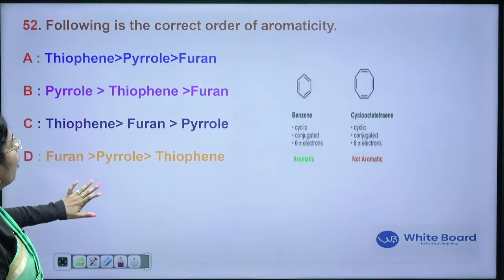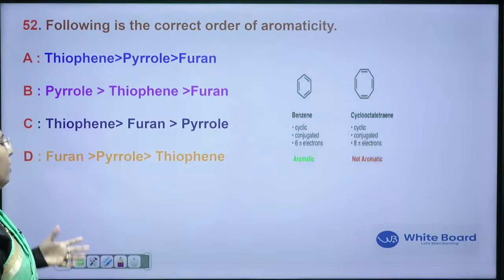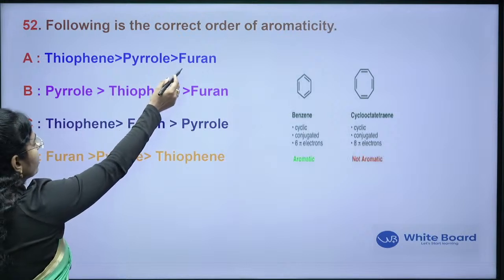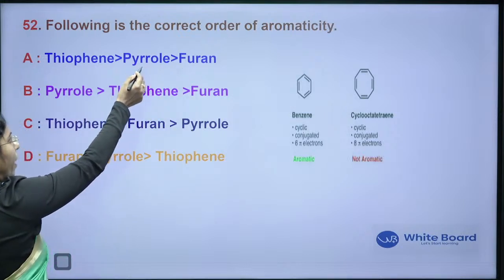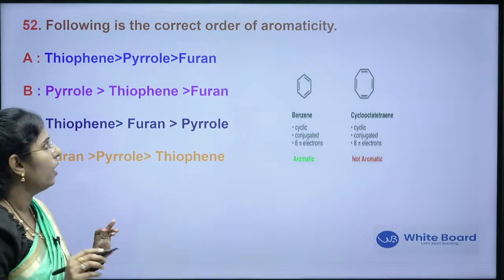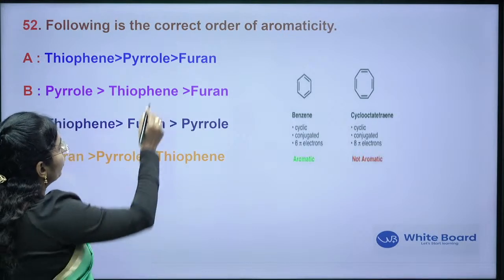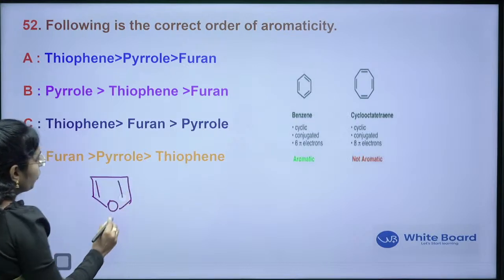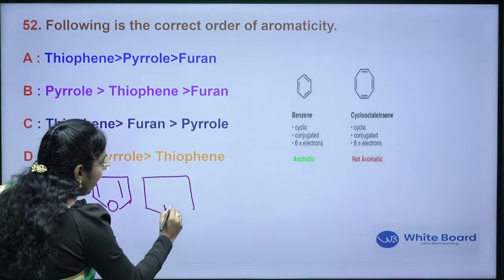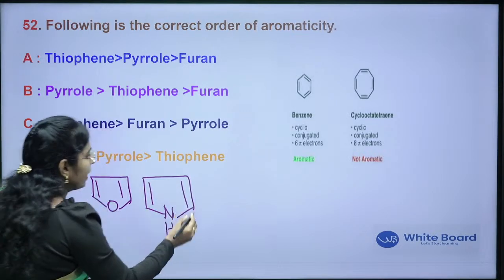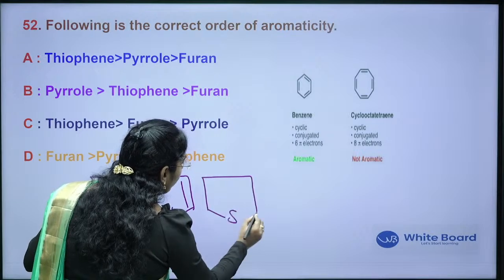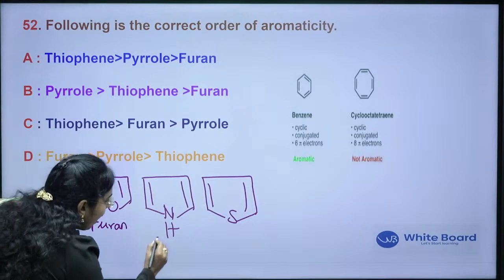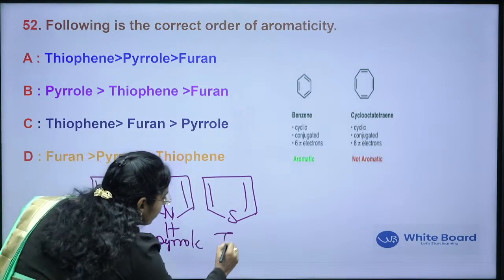Next one, following is the correct order of aromaticity. Here they have given three molecules, that is furan, pyrrole and thiophene. What is the structure of furan here? Furan's structure is this one, this is furan, next this is pyrrole. These are heterocyclic compounds and the next one is thiophene. This is furan, this is pyrrole and this is thiophene.